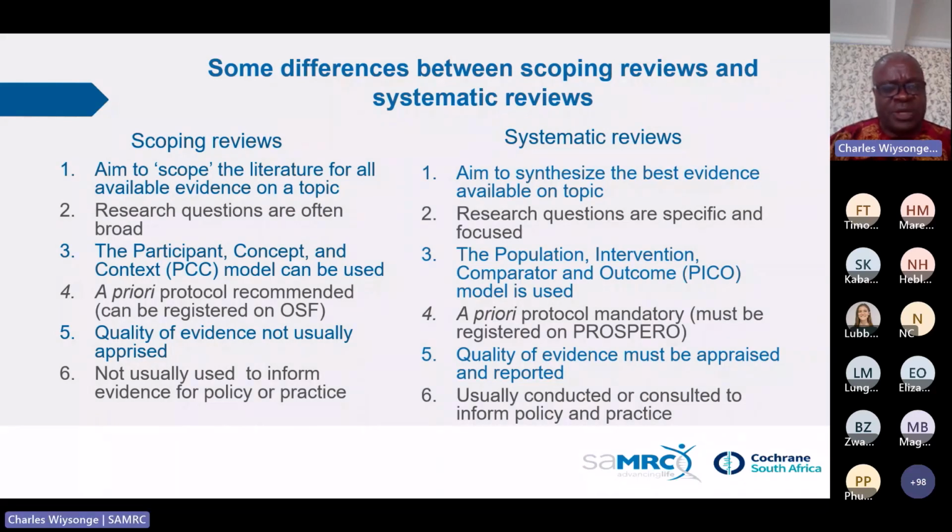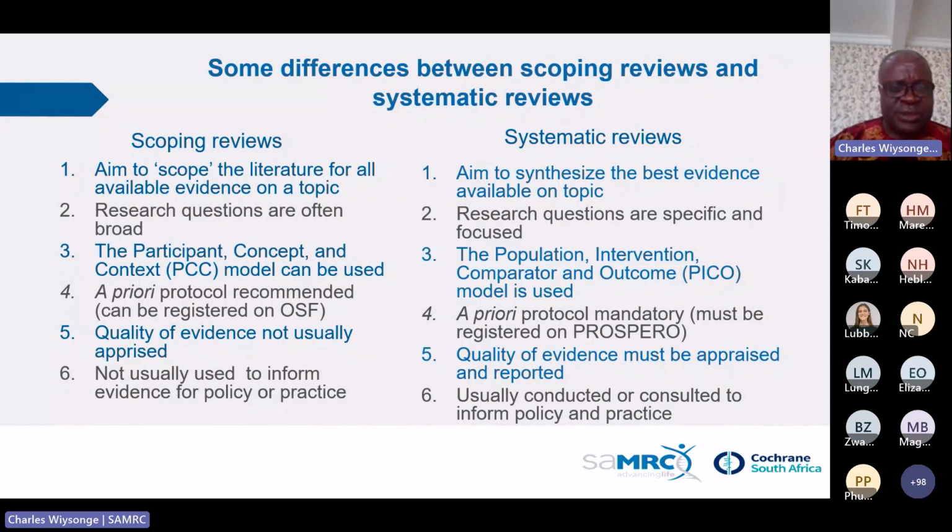And in systematic reviews, if you are doing one for an intervention, where you're looking at the effect of a vaccine, the effect of medication, or one intervention versus the other, then you have to identify what your population is, what the intervention is, what the comparator is, and the outcome.